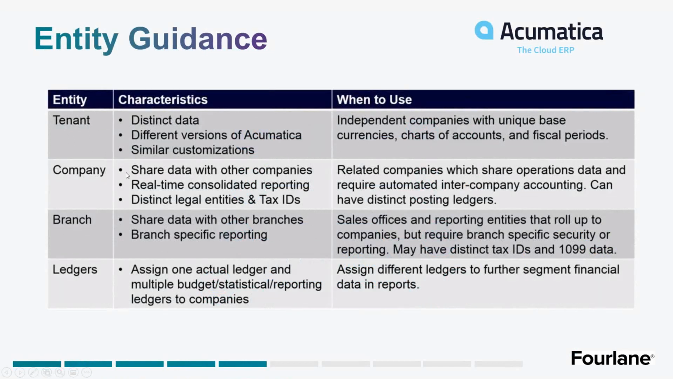Companies. So we can have multiple companies where we share data with other companies. This is what we're talking about. Real-time consolidated reporting, we can have distinct legal entities and tax ID numbers, and that allows for intercompany accounting. We can also have branches within companies. Branches you can have, you may have, right? So can, may, have distinct tax ID numbers and distinct 1099 data. So it's another opportunity that's very similar to company, but it's kind of a sub underneath.